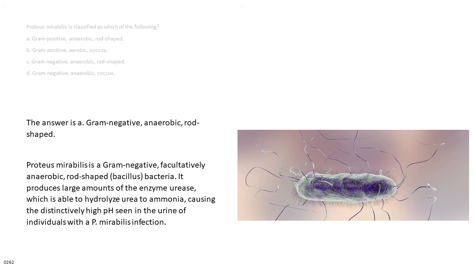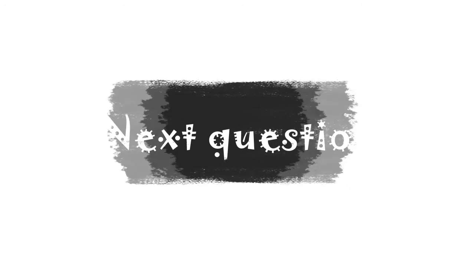The answer is C. Gram-negative, anaerobic, rod-shaped. Proteus mirabilis is a gram-negative, facultatively anaerobic, rod-shaped bacillus bacteria. It produces large amounts of the enzyme urease, which is able to hydrolyze urea to ammonia, causing the distinctively high pH seen in the urine of individuals with a Proteus mirabilis infection.